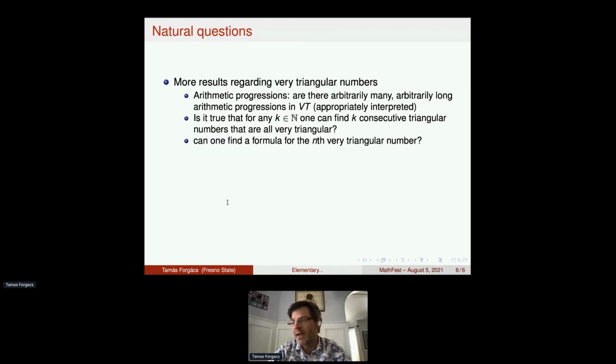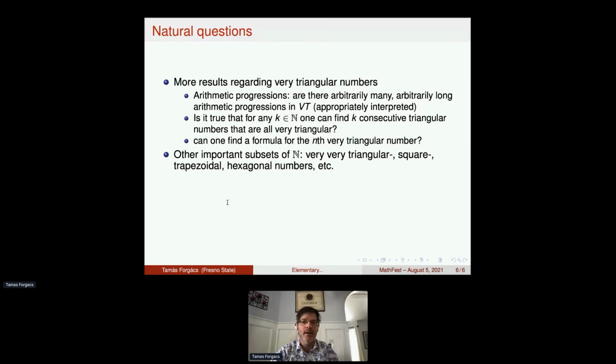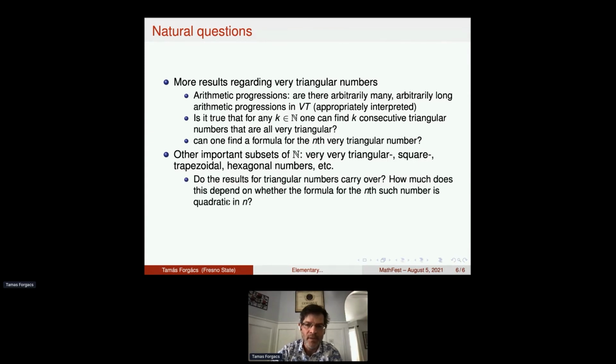And so the triangular numbers are given by an explicit formula, n times n plus 1 over 2. But there are other interesting sets of numbers, right? So you can do square numbers, trapezoidal numbers, hexagonal numbers, and ask the same question. The binary expansion should contain a square number of ones, a trapezoidal number of ones, a hexagonal number of ones, etc. See what you can prove about those.